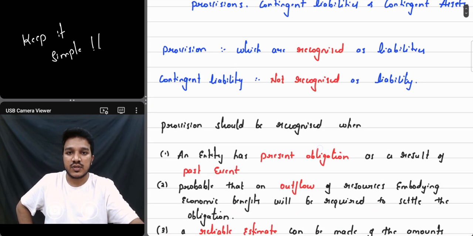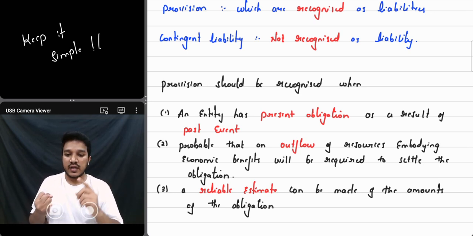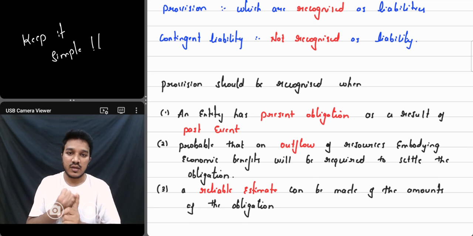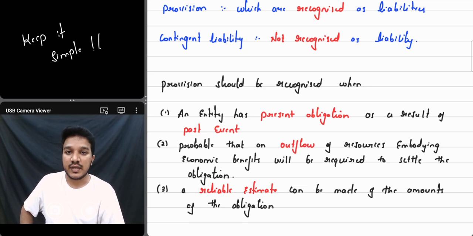ठीक है, so when a provision will be recognized, तीन conditions satisfy करनी हैं. If these three conditions are satisfied, then a provision will be recognized. First one is that the entity should have a present obligation coming from a past event, and then the second one is that to settle this obligation there should be an economic outflow of resources, and then the third one is you are reliably able to measure and estimate the amount. ठीक है, if these three conditions are satisfied, then you will recognize a provision.